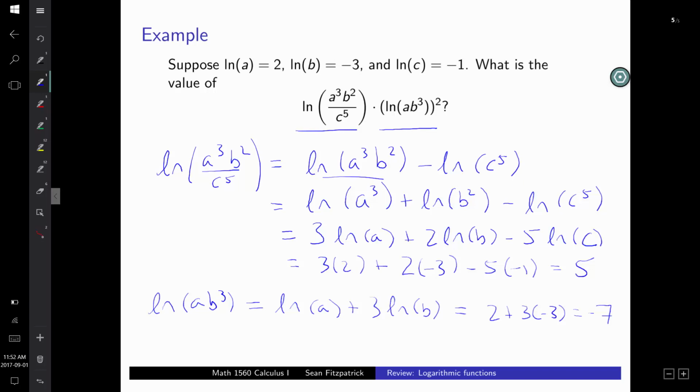And so what is this quantity that I want to calculate? Well, the first thing was 5, times minus 7 and then squared, right? So minus 7 squared is 49, so that's 5 times 49. Work that out if we really wanted to: 245. The final number isn't all that important. The main thing is being able to work with these log properties.